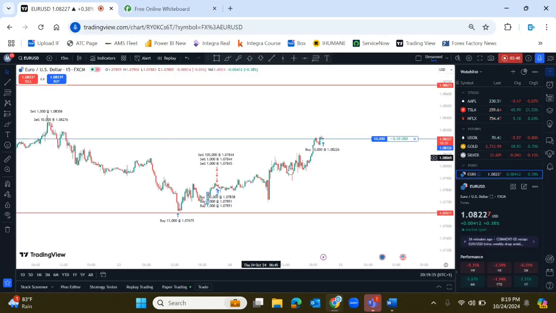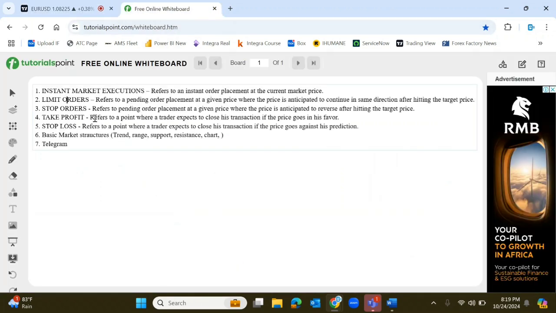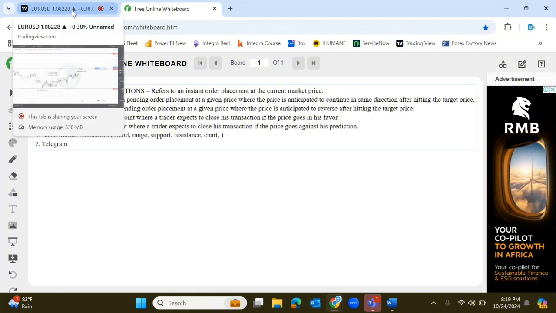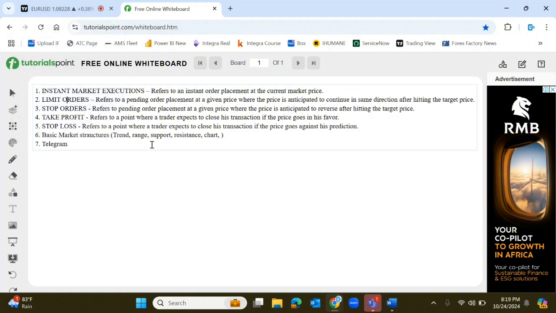Limit orders, on the other hand, is when you anticipate the price to move to a particular point and then reverse. Okay, so both limit and stop orders are called pending orders because it is not instantly at that moment that you are going to activate the transaction. So they are called pending orders. So now in the pending orders, we have limit orders and stop orders. So now let us understand what limit orders is.